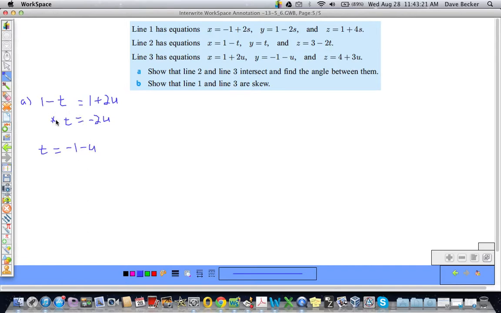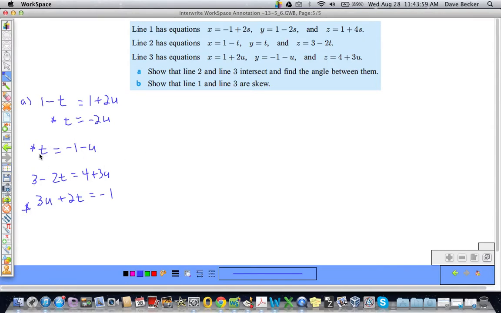So I have this one, I have this one, and then z, what happens? So I have 3 minus 2t is equal to 4 plus 3u. And with some algebraic manipulations, I get 3u plus 2t is equal to negative 1. Okay. Let's see. So if I solve these, I get, okay, this is my third equation.